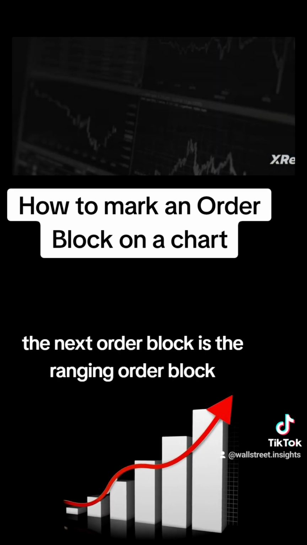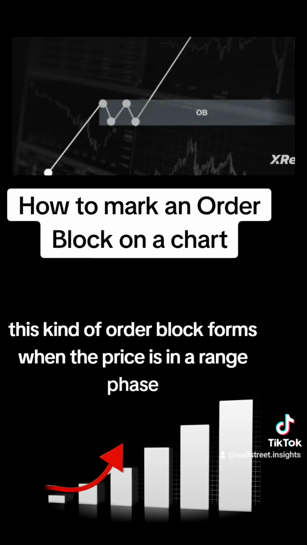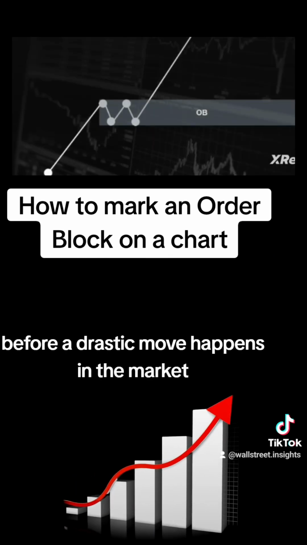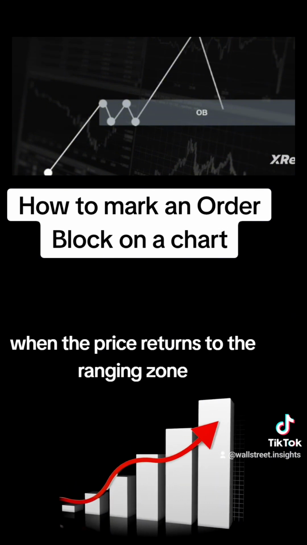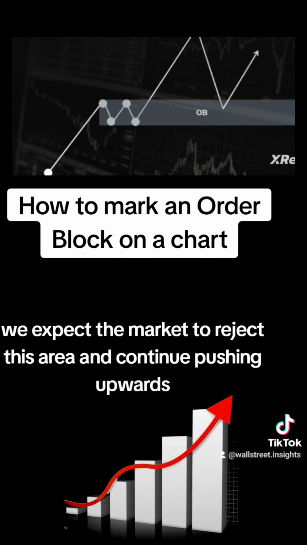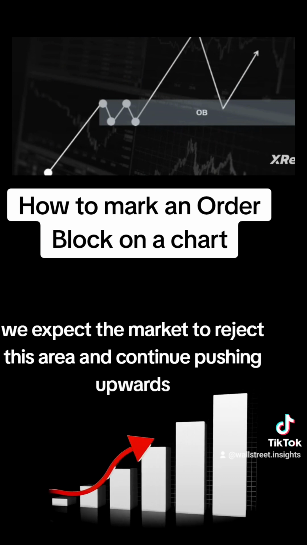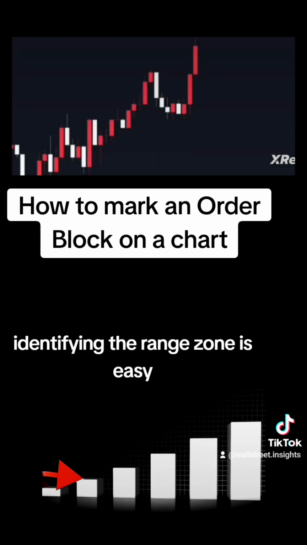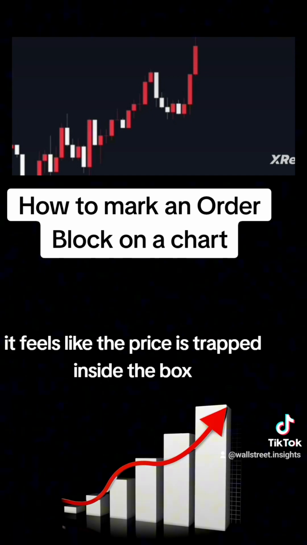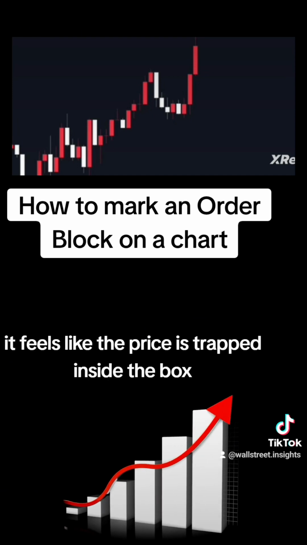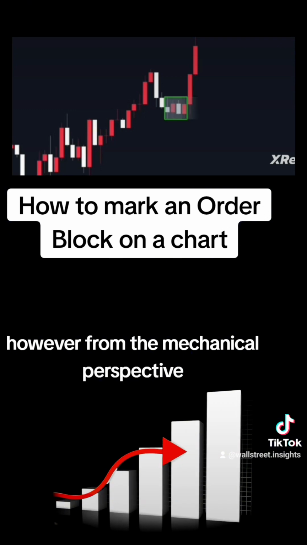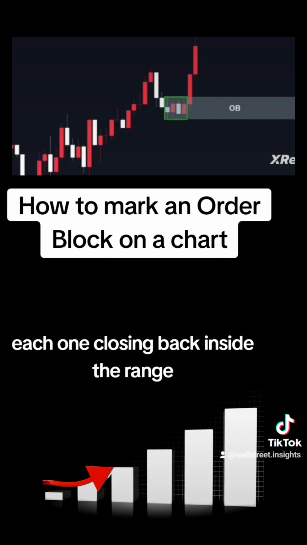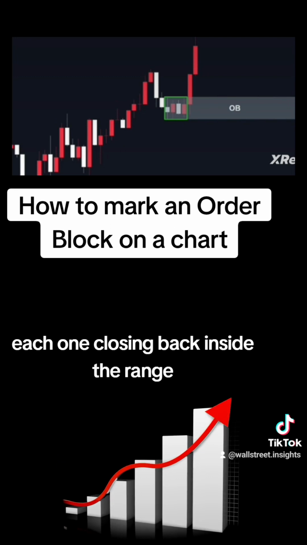The next order block is the ranging order block. This kind of order block forms when the price is in a range phase before a drastic move happens in the market. When the price returns to the ranging zone, we expect the market to reject this area and continue pushing upwards. From the visual perspective, identifying the range zone is easy. It feels like the price is trapped inside the box. However, from the mechanical perspective, we need at least 4 consecutive candles, each one closing back inside the range.